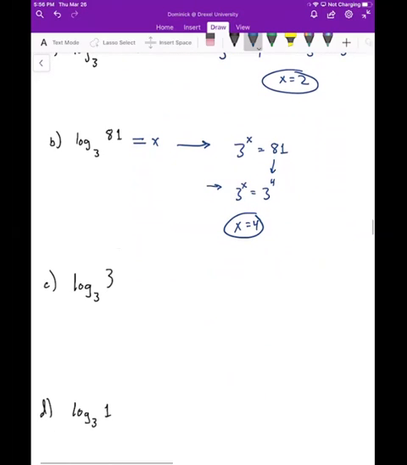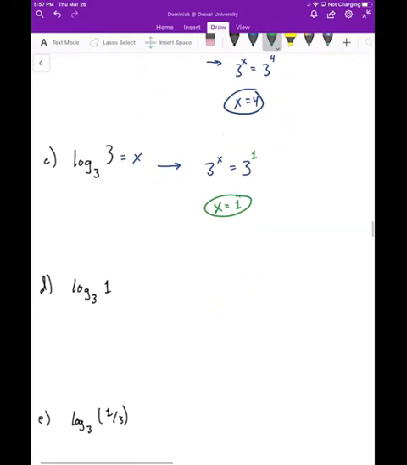Okay, part C, same idea. You can say that this is equal to x. So converting this, we get 3 to the x is equal to 3. And already both sides are written as a power of 3. We just have that there's sort of a 1 hiding there. So that gives us that x is equal to 1.